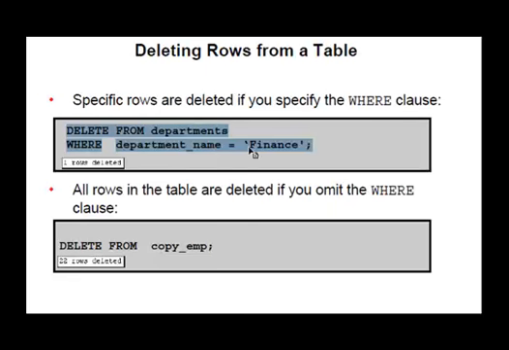I'm only going to remove the information for the department of finance from the departments table. It is a big delete. If I delete this one, it's going to remove 22 rows from my table. But this delete statement only removes one row from my table.